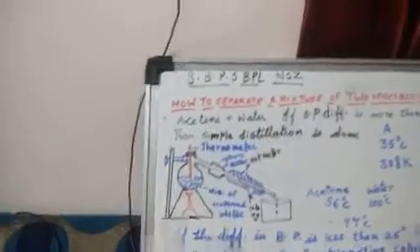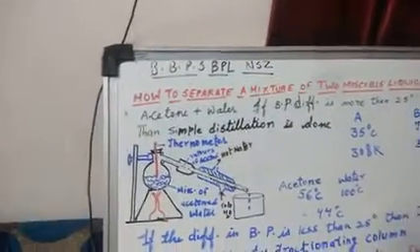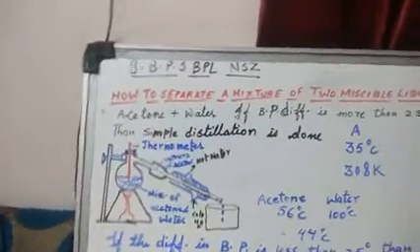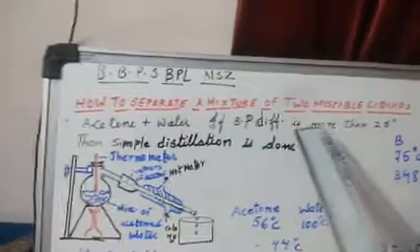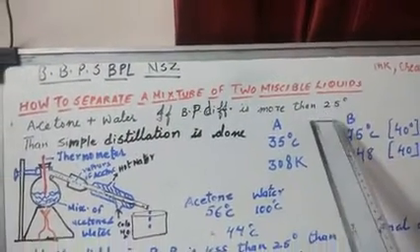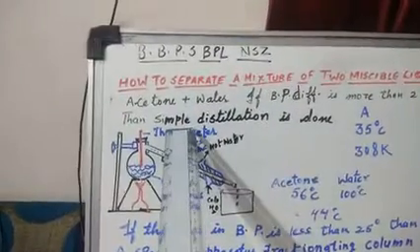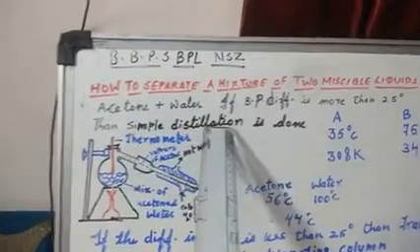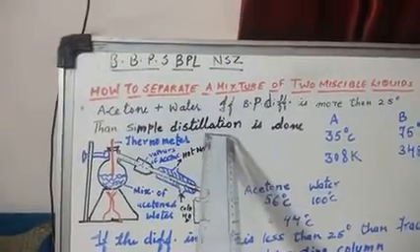So in this way, students, you have observed that if the components have a boiling point difference of more than 25 degrees, then we separate those components by which method? Simple distillation method. Okay, students.